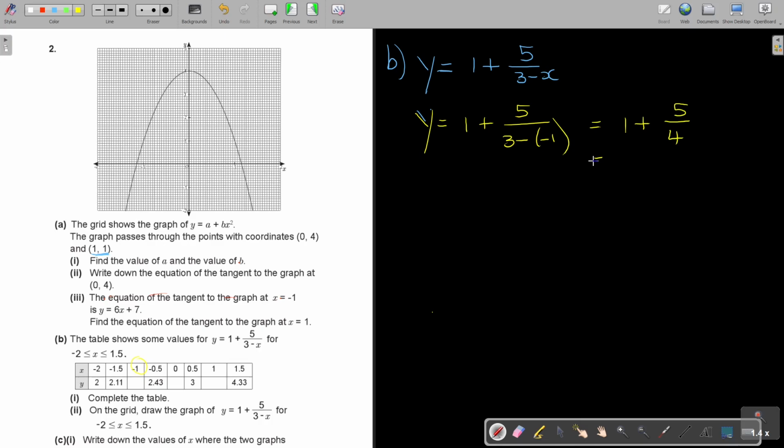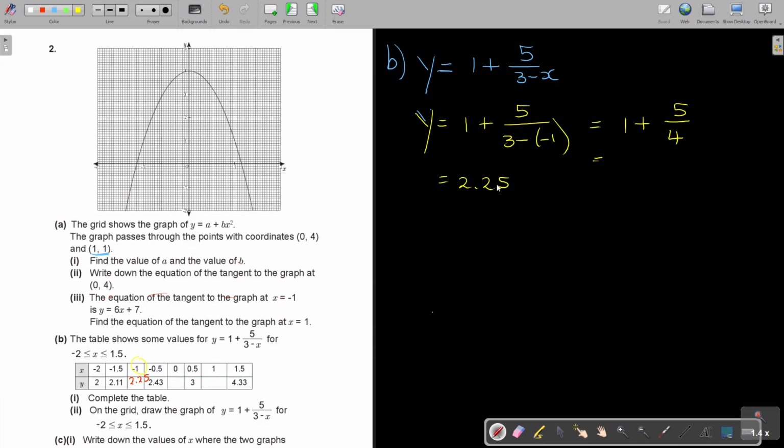And if I simplify that one, it's 5 divided by 4 plus 1, and it's 2.25. Okay, so let's just see, it's going to be 2.25. I rather want to keep to yellow. So it's 2.25. And now you can just continue.